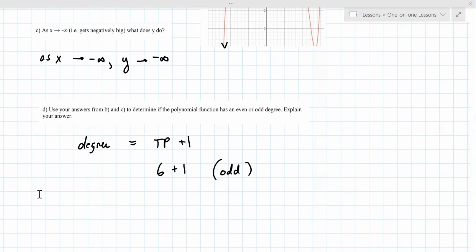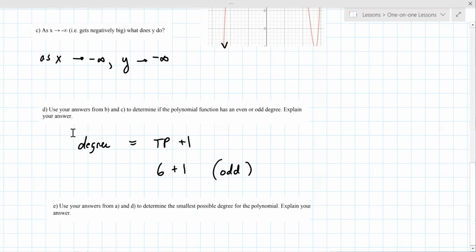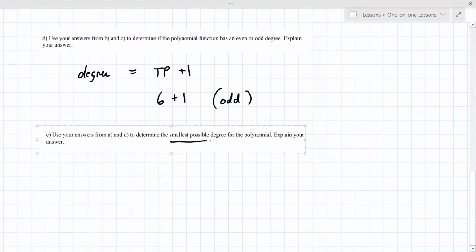So if I'm not giving you enough explanation, let me know. I can provide more. Okay. Yeah, I got this part. But... Okay. So the smallest degree is exactly what I just said here. It's 6 plus 1, which is 7.